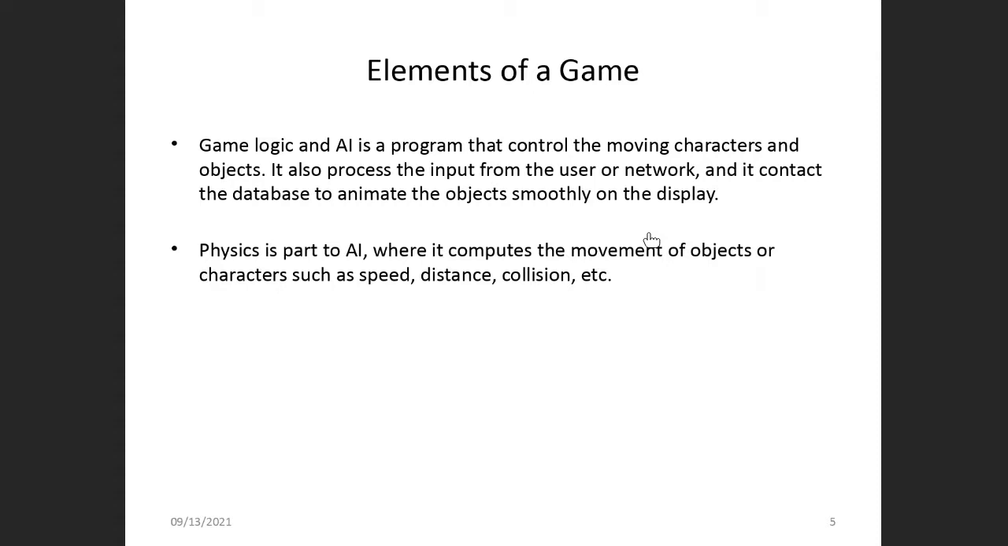Then physics is part of AI. Okay, so we have game logic. Within the game logic, we have AI. It's something like this, if I draw it here: overall, you have some game logic. Within the game logic, AI is part of the game logic. And within that, you have physics. Physics is part of AI, or physics is part of game logic.